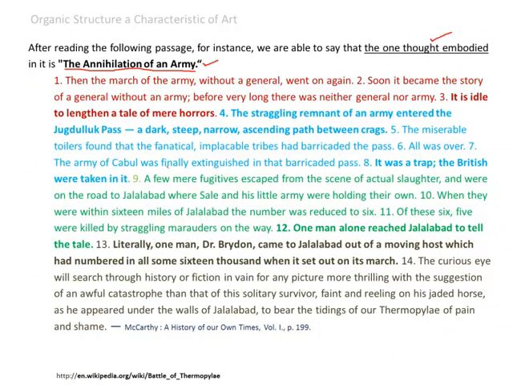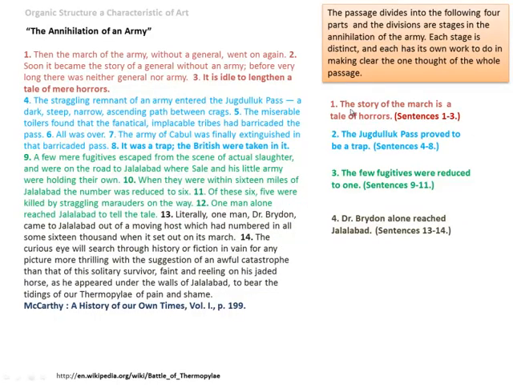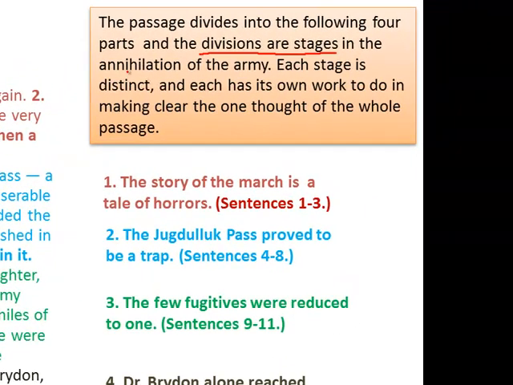But it's color-coded, and these are grouped according to the thoughts that each group is trying to contribute to the annihilation of an army. So if we break down this paragraph, and even though there's white space, it's one paragraph, we'll see that the author, McCarthy, had 4 different points he's making to explain the annihilation of an army. And the way the passage divides is into 4 stages. He's divided them into stages in the annihilation. And each stage is distinct, has its own work in making clear the one thought of the whole passage, which again is the annihilation of an army.